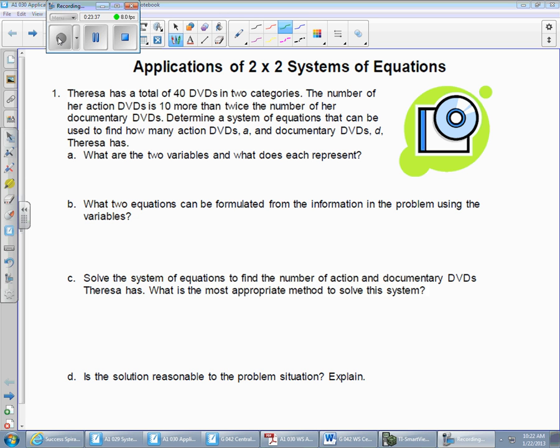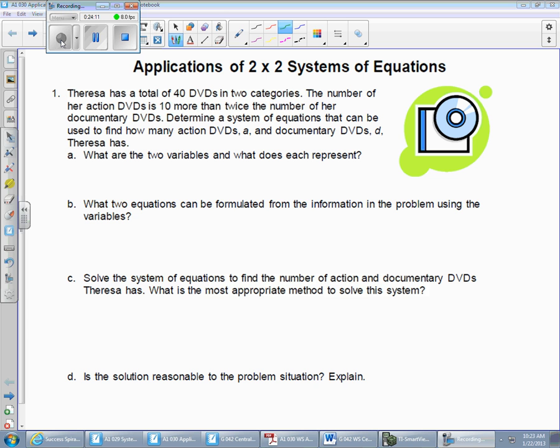Okay. Question number 1. Teresa has a total of 40 DVDs in 2 categories. The number of her action DVDs is 10 more than twice the number of her documentary DVDs. Determine a system of equations that can be used to find how many action DVDs, A, and documentary DVDs, D, Teresa has. Well, it sounds bad. It's got a lot of words to it and all that kind of stuff. So let's see if we can decode what it actually says.